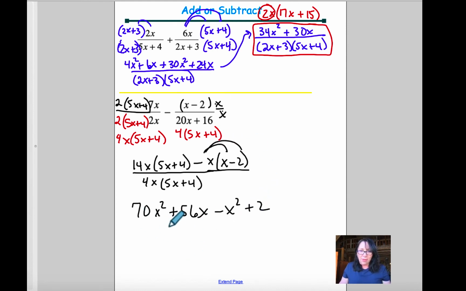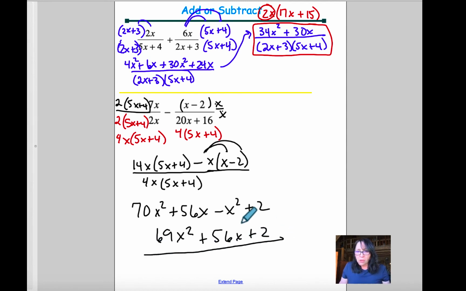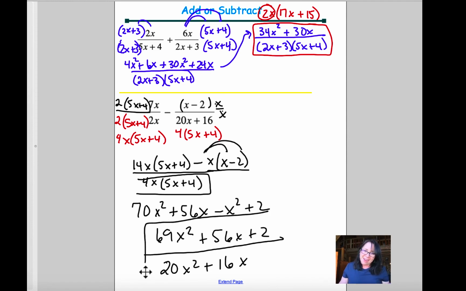So adding all that together, I get what? 69x squared plus 56x, add 2. And then that's all over this term here, right? Which I'm just going to multiply out since I already multiplied the numerator. 20x squared plus 16x. So this would be my answer. It's a little messy, but you know, that would be it. And I would definitely try to factor, of course, the numerator. But in this case, I don't believe it factors.